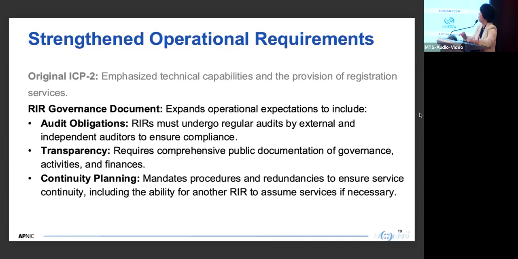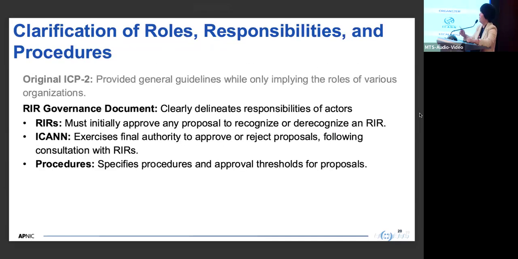Next slide. I believe this is the last point, and this is looking at clarifying the roles, responsibilities, and procedures. The original document only had very general guidelines. If you read it, it's very top-level, high-level language, but it does not talk explicitly about what the expectations are for certain actors in the governance processes that are being put in place in this document.